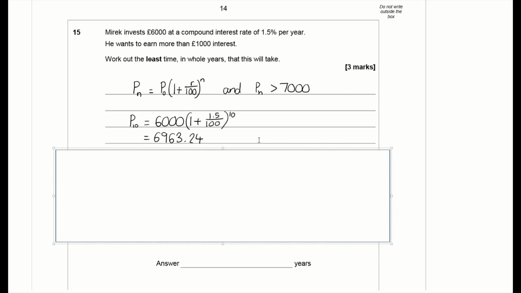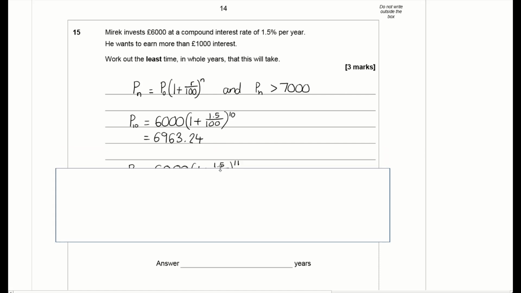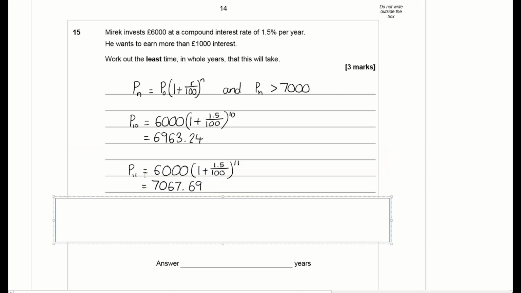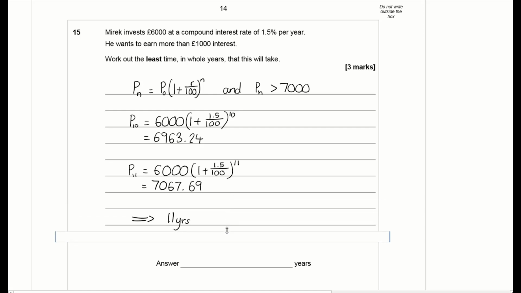So we go to 10 here, and we can see that it's close, but not enough. So we try 11 years, and you can see this time that when n is 11, we get 7,067. So we know now that that must have been the first year where the amount gained in the account was above £1,000. So by the end of the 11th year, he's actually got 1,067.69 gained in interest. So it takes 11 full years for that actually to happen.